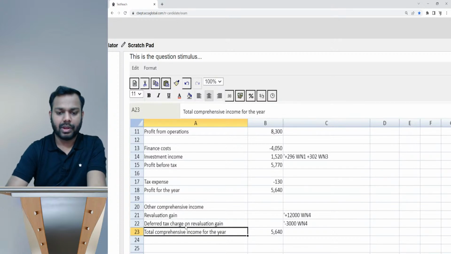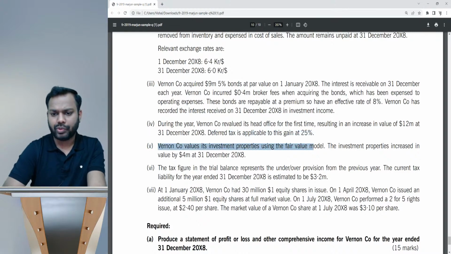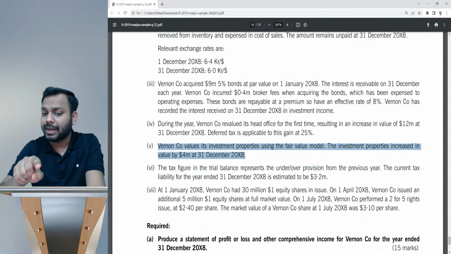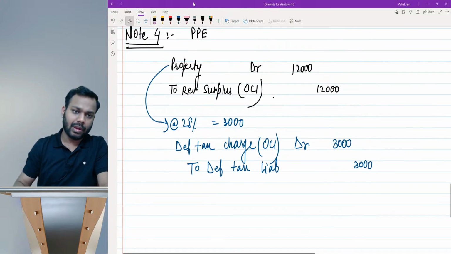Okay, fair enough. Now let us move on to the question again. Point number 5. Vernon company values its investment property using the fair value model. The investment property is increased by 4 million. Now there is an increase, so let me write note 5.